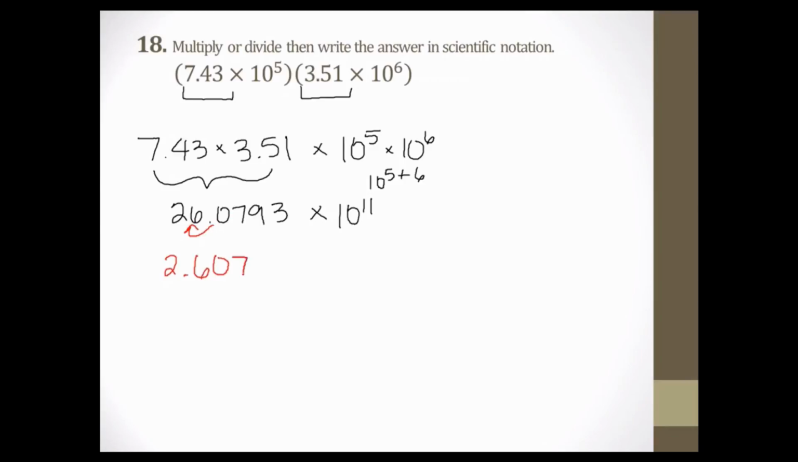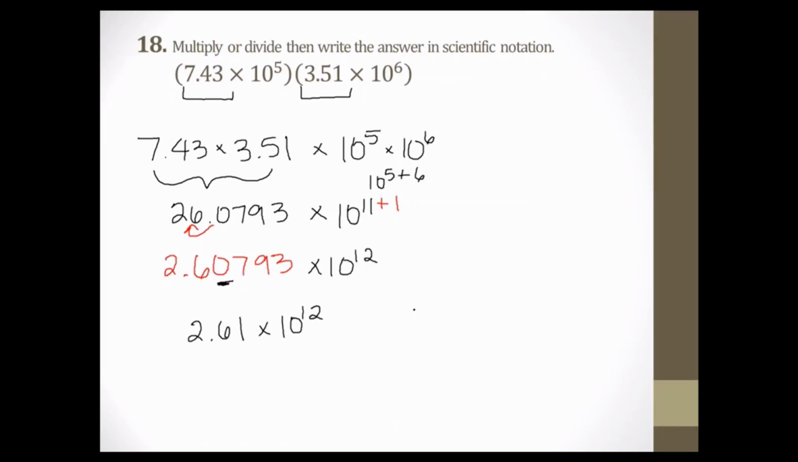Well, I'll go ahead and write it all out for now. And now if we move it 1 to the left, that means we're going to have to add 1 to my exponent. So that's going to be times 10 to the 12th. And then we can round our decimal. We round to the nearest hundredth. So we're going to round here. Look to the right, it's a 7. So we're going to say that's 2.61 times 10 to the 12th.